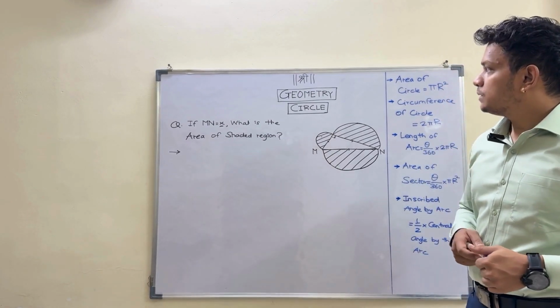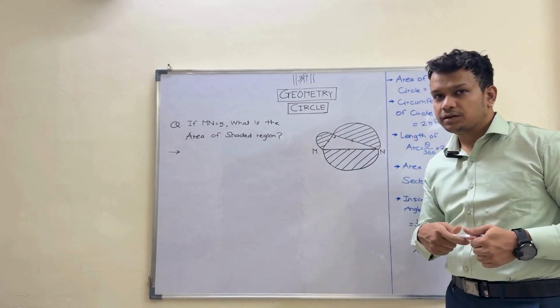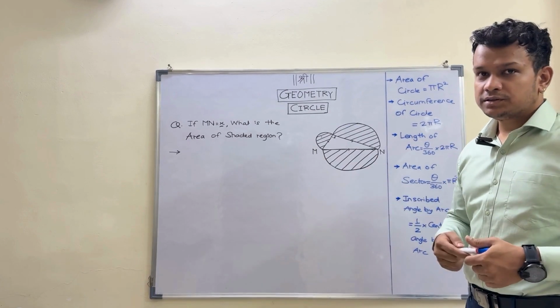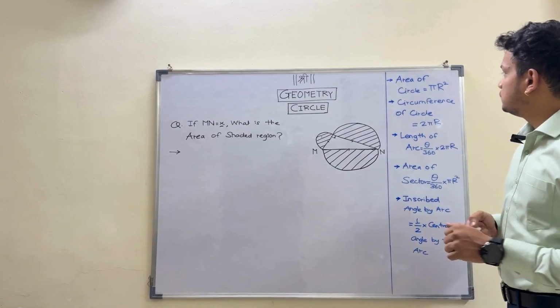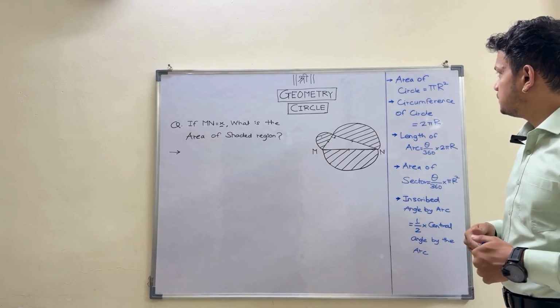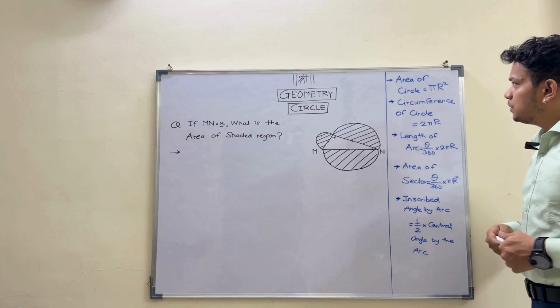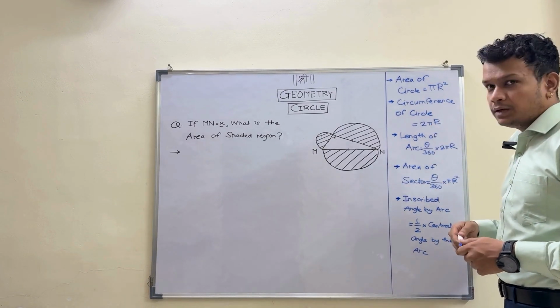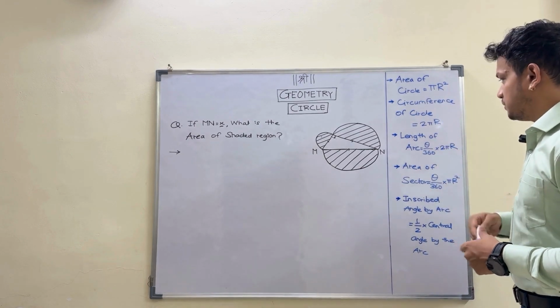So today we are going to talk about some of the questions in geometry related to circle. Before we move to questions, I'll quickly review some of the basic concepts and formulas which we checked in the previous lecture. First we saw area of circle, which is pi r square. Then we saw circumference of the circle, which is 2 pi r, where r is the radius of circle.